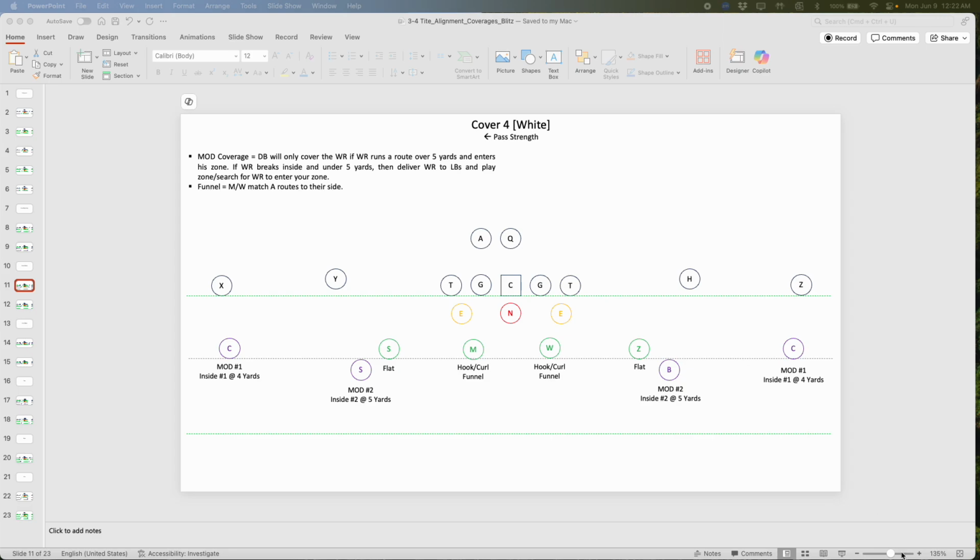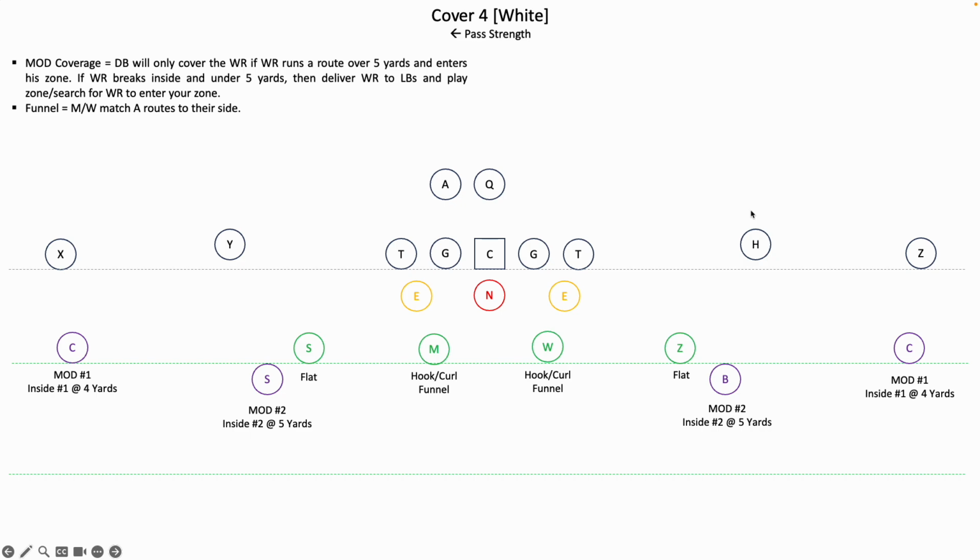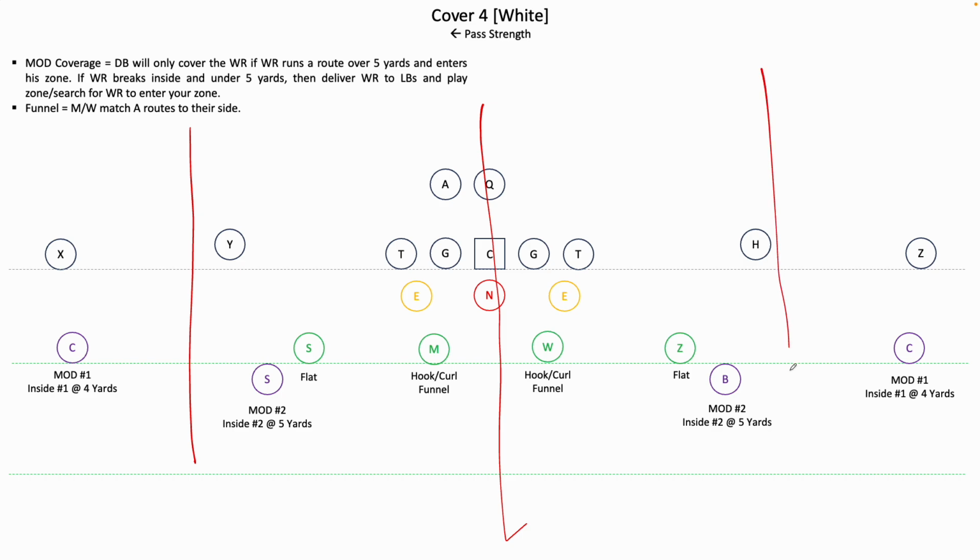The coverage that we are going to run out of tight formation is Cover 4. This is also called quarters, and at Corner Canyon we call this white coverage. Okay, quarters is a zone coverage, and what we are doing is we are splitting the field into quarters.